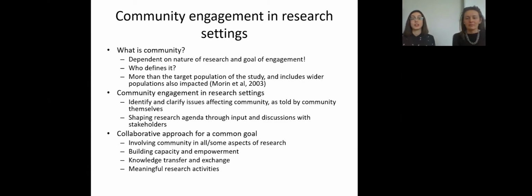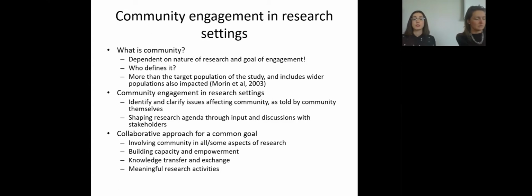And often in the context of being a researcher and having to apply for funding to do research, we define community, and we may be able to tap into those who self-define as a community, but often we have to select and recruit people for the purposes of research. However, it is more than a target population for the study and often includes wider populations that, while they may not be participating in the study, will also be impacted by the results and suggestions that you may have.